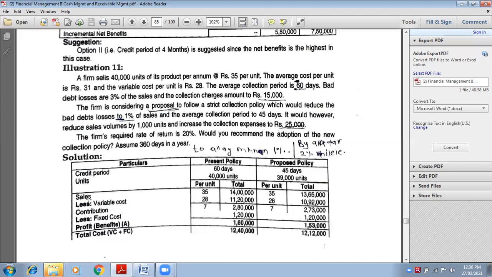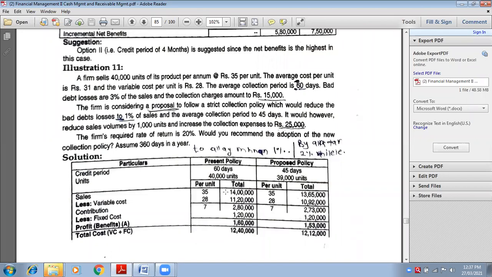Now start with sales. What is the per unit sales? 35, for both situations, present and proposed. To convert it into amount, what do we need to do? 35 into the number of units. How many units in the present situation? 40,000. So 40,000 units into 35 per unit will give you how much sales? Come on guys, you need to do it quickly.